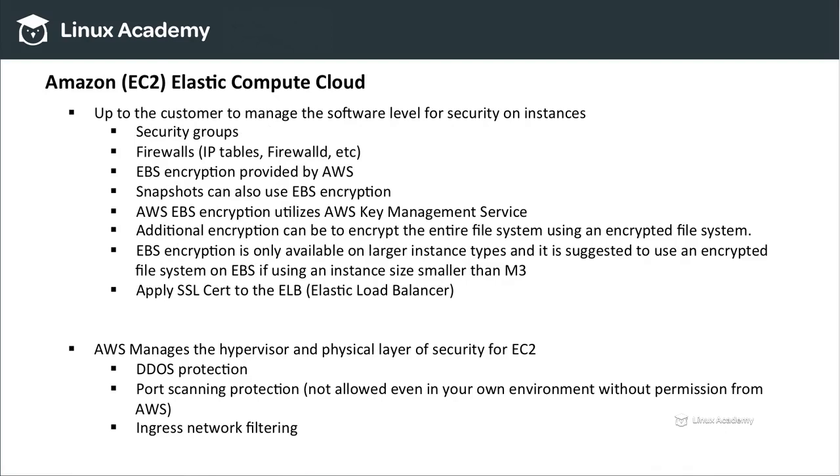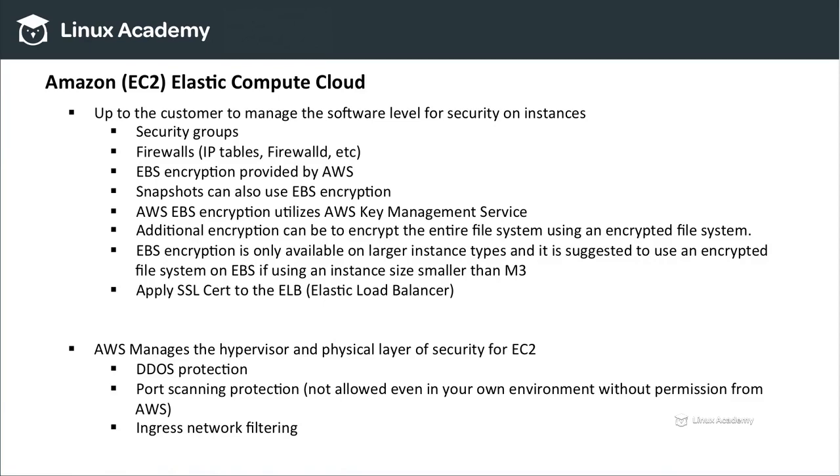So a few basic security considerations to get our feet wet. It's up to the customer to manage the software level for security on instances. So for example, security groups that are assigned to our EC2 instances to allow traffic in and out from specific source locations or ports. Local software-based firewalls on your EC2 instance. For example, in Linux, we'll probably use IP tables or Firewall D.